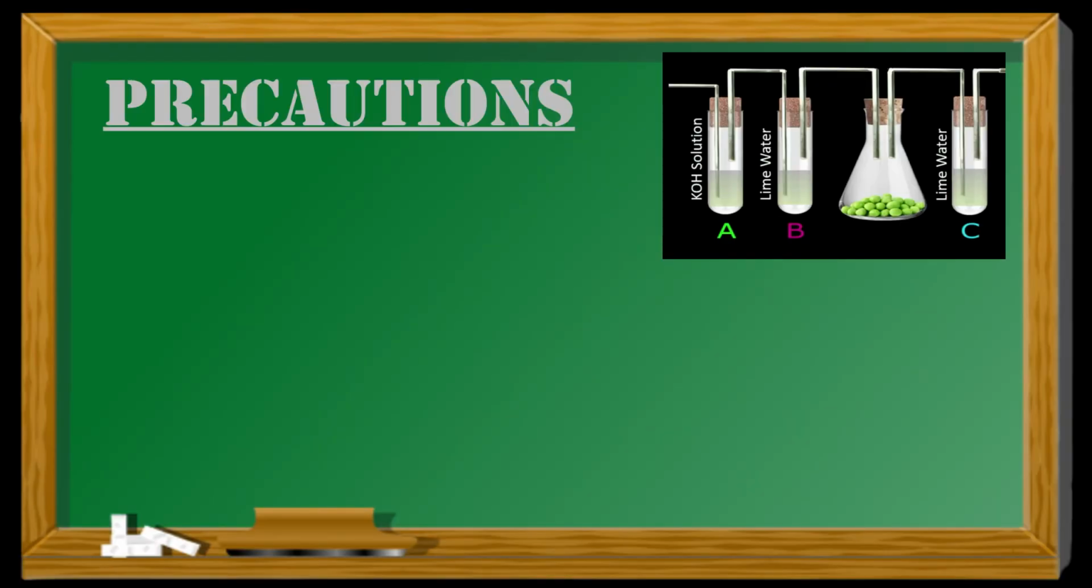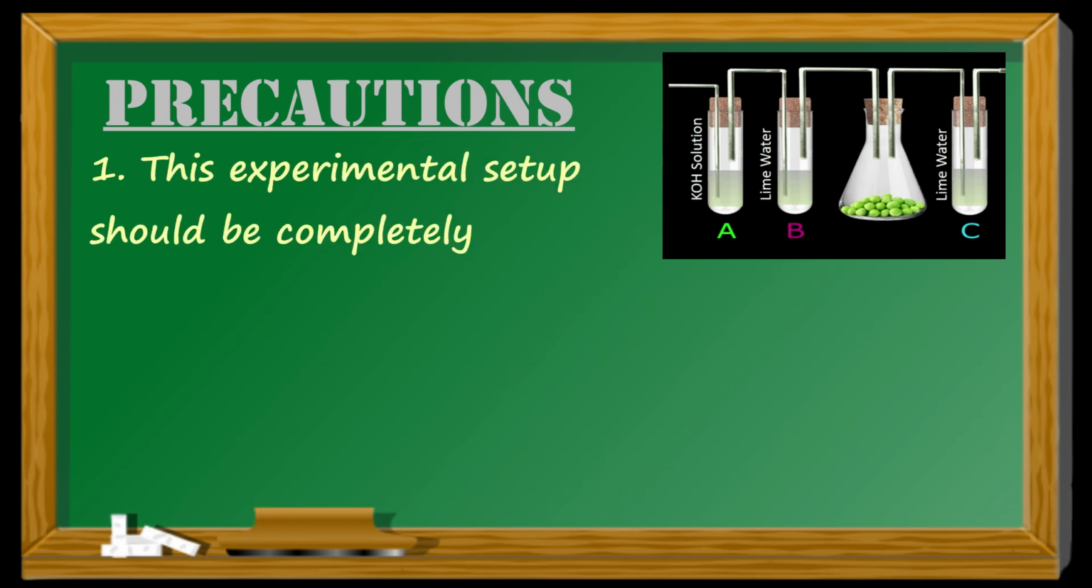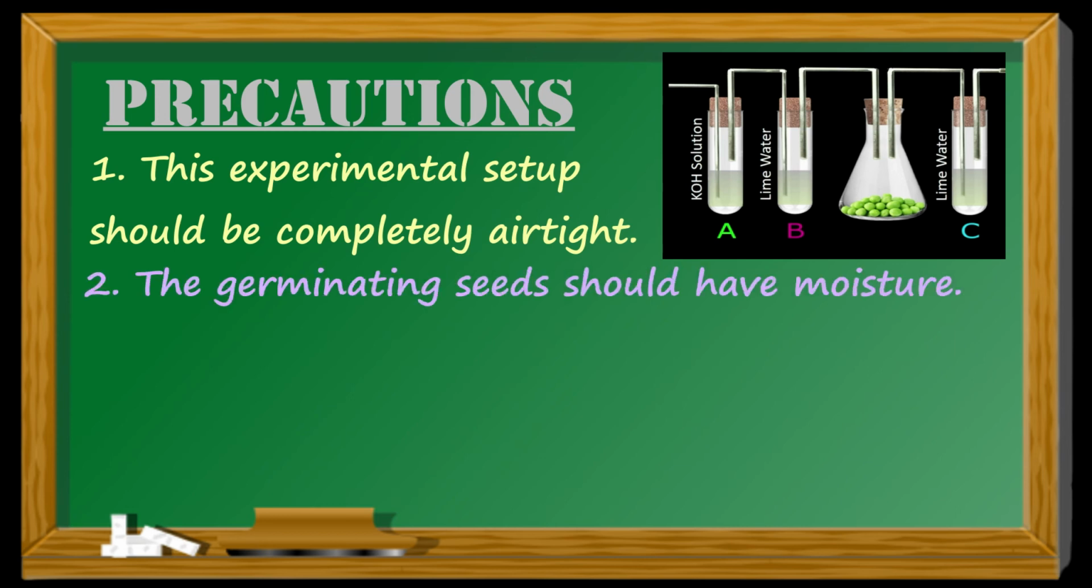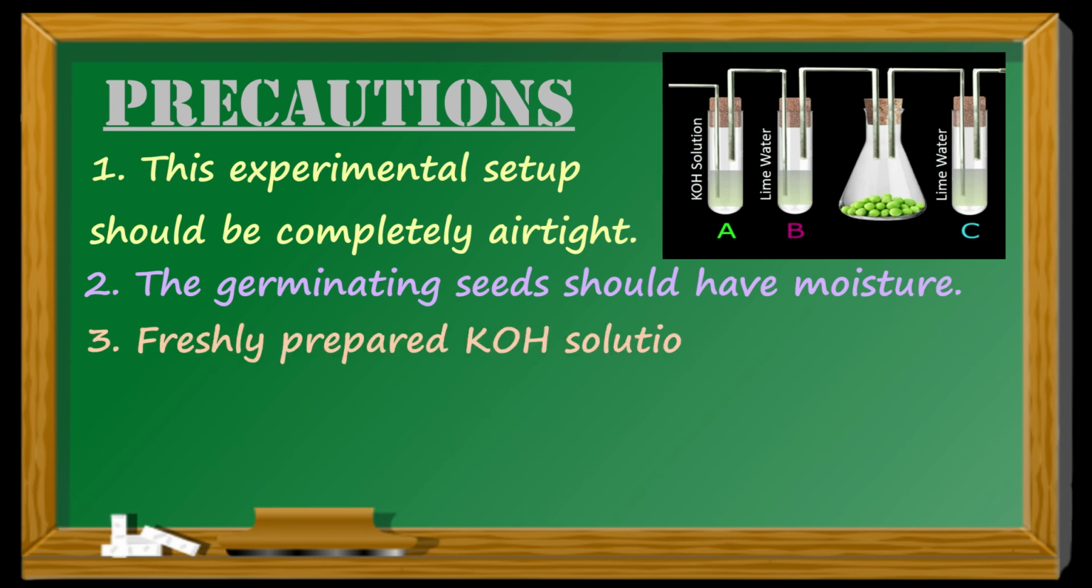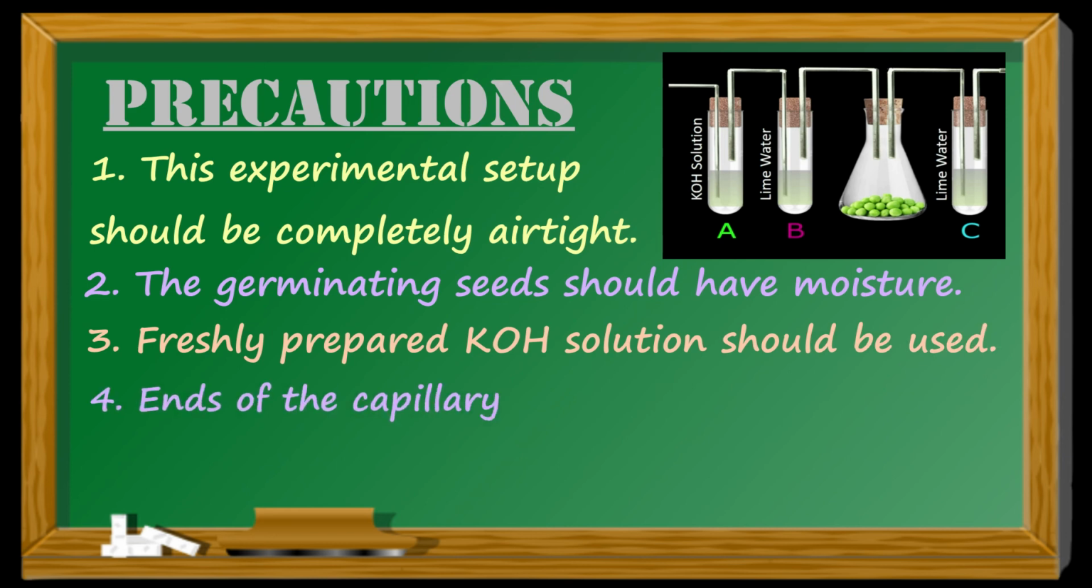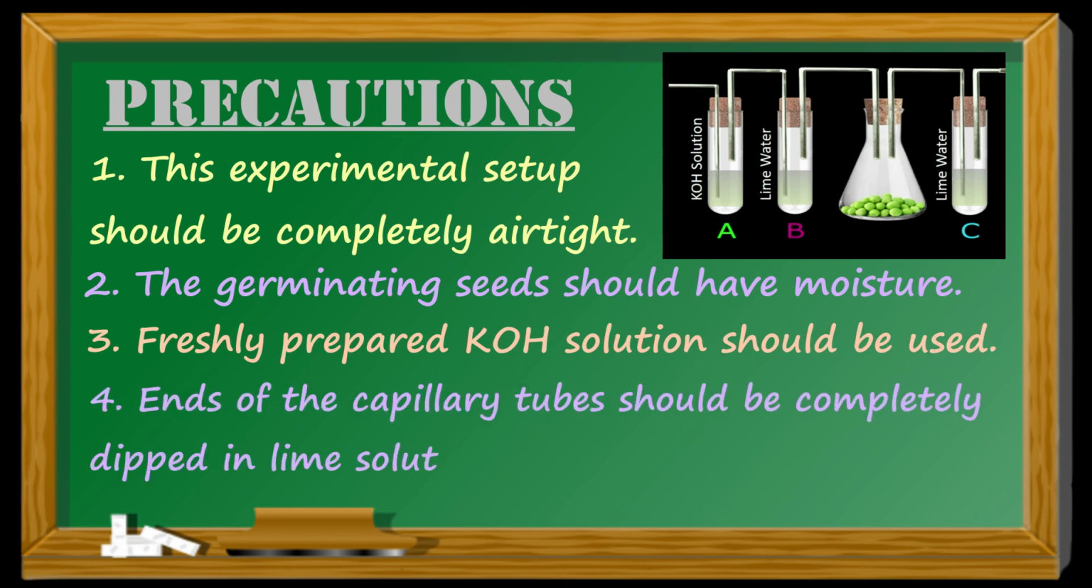Now coming to the precautions. First, this experimental setup should be completely airtight. Second, the germinating seeds should have moisture. Third, freshly prepared potassium hydroxide solution should be used. Fourth, the ends of the capillary tube should be completely dipped in the lime solution taken in test tubes B and C.